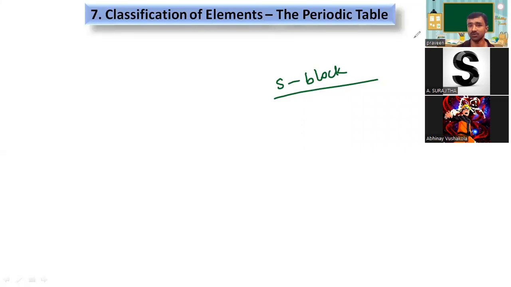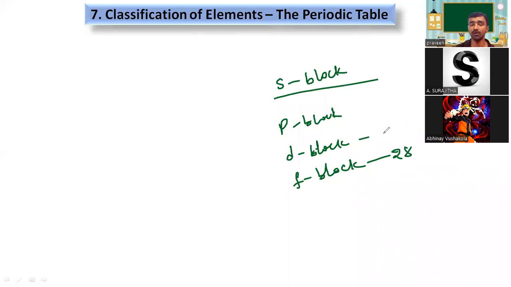How many S block elements are there? How many P block elements are there? How many D block? How many F block? F block is very simple: 2 columns, so 2 rows, 14, 14, 28. Then D block, 4 columns, 40.